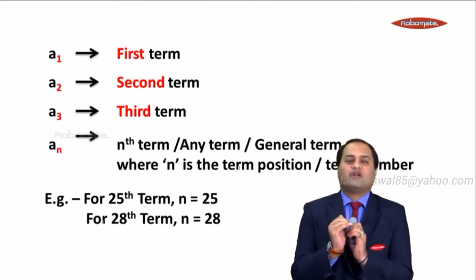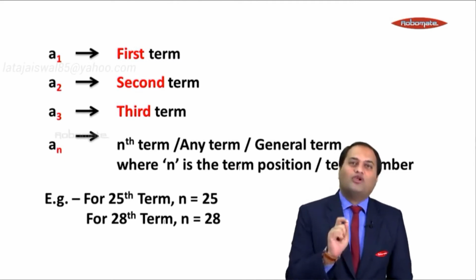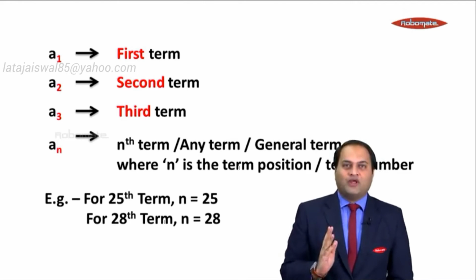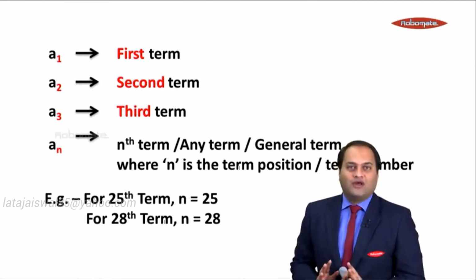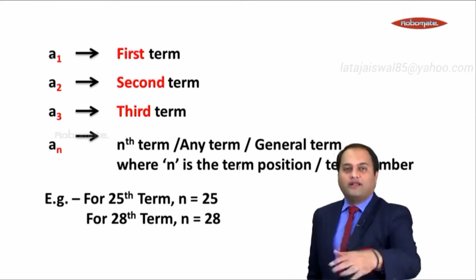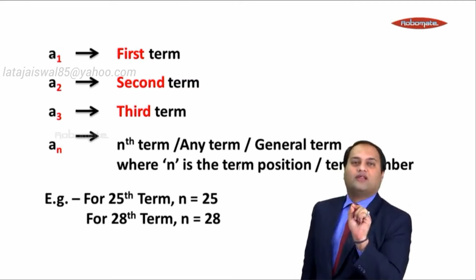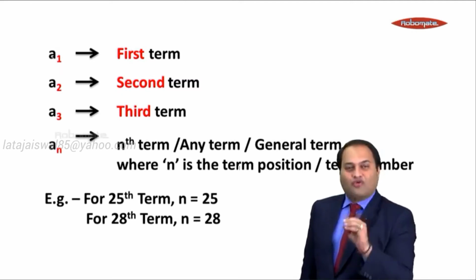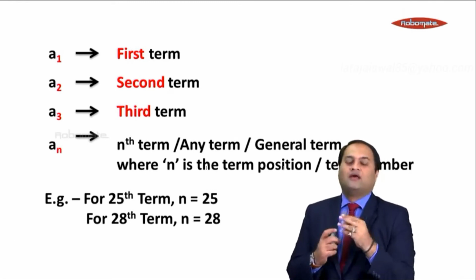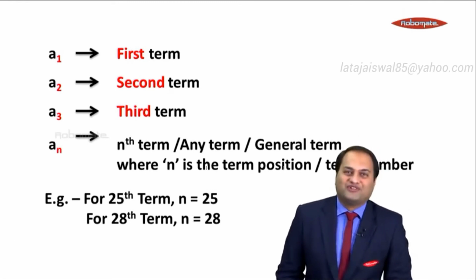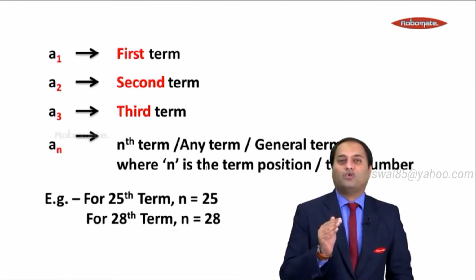AN is a general term, and that's why it becomes important for us to learn the formula of that general term, so that with the help of that formula, we can find any term of the AP. So even if the question is find the 100th term of the AP, in that formula, just substitute 100 in the place of n. So whatever term we need to find, we can easily find out just by replacing n by the term number or the term position. Is this thing very, very clear? Let's move on and learn the formula of AN.